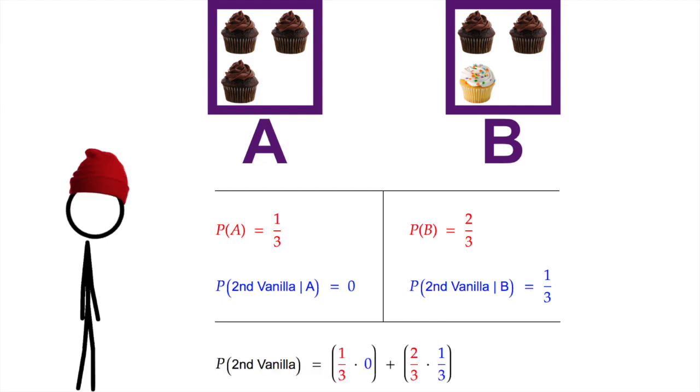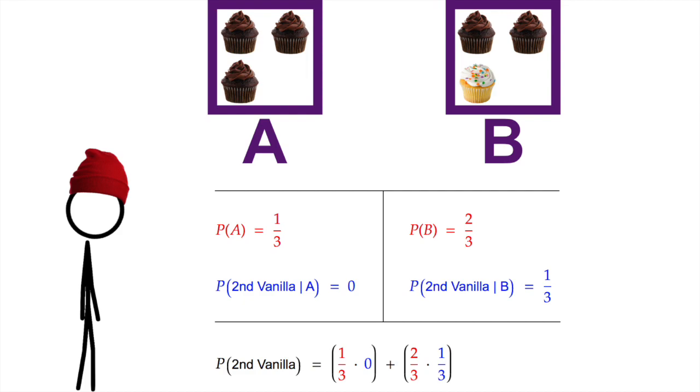So the total probability of choosing a second vanilla cupcake, given the first one being vanilla, is going to be 1 in 3 times 0 plus 2 in 3 times 1 in 3. The 1 in 3 times 0, that comes from us choosing box A 1/3 of the time, and never being able to choose a second vanilla cupcake. And the 2 in 3 times 1 in 3, that's from us choosing box B 2/3 of the time, and choosing the second vanilla cupcake 1/3 of the time.